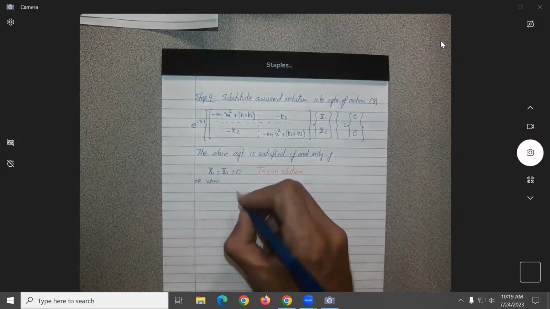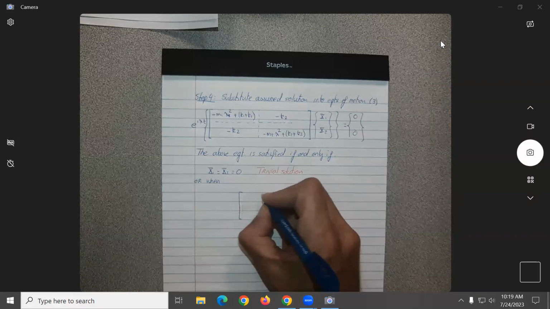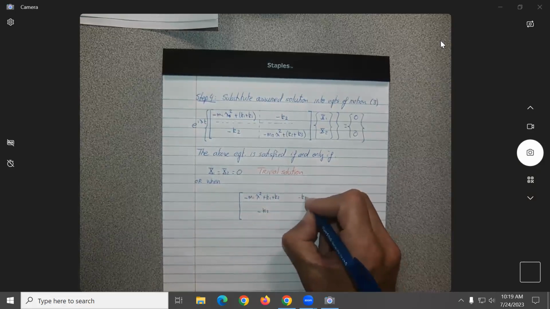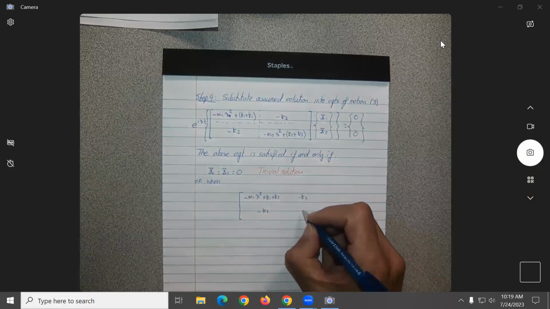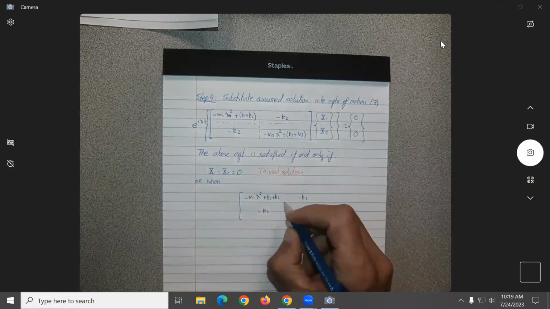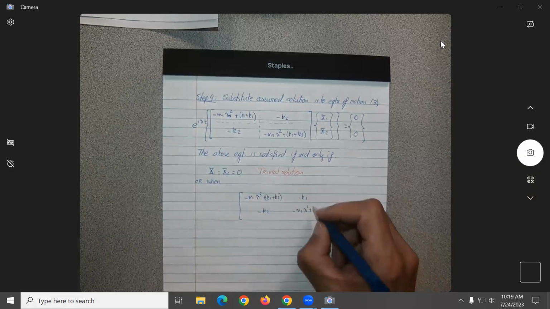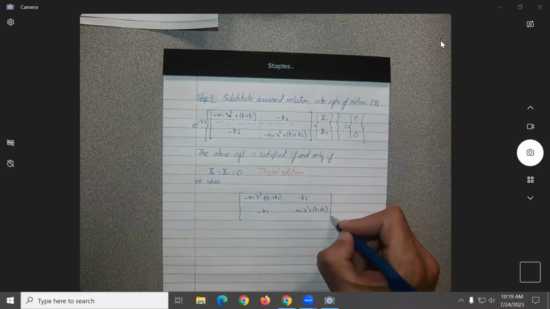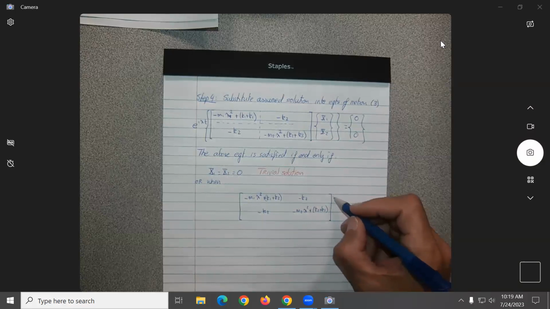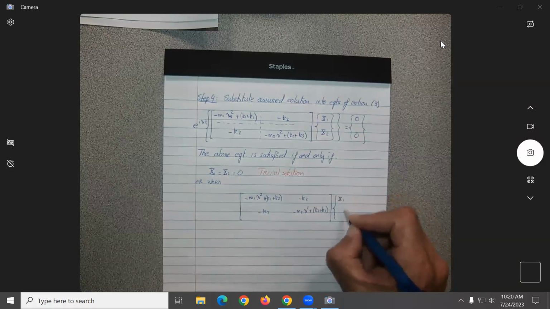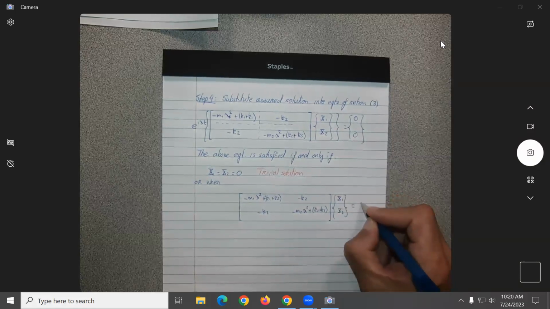So we're going to have the term inside the bracket, and it is going to be: M1 lambda square plus K1 plus K2, minus K2, minus K2, minus M2 lambda square plus K2 plus K3, is equal to 0.